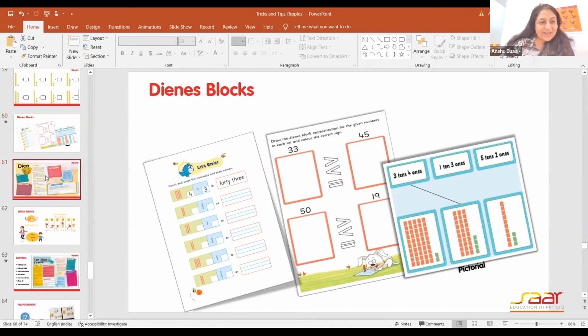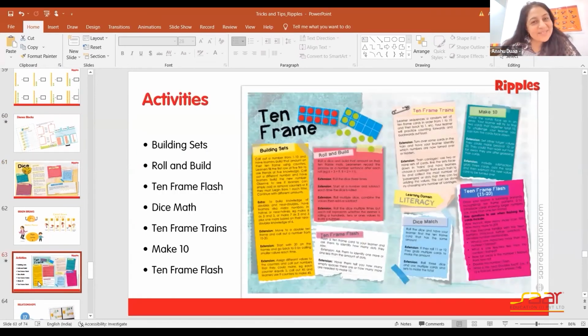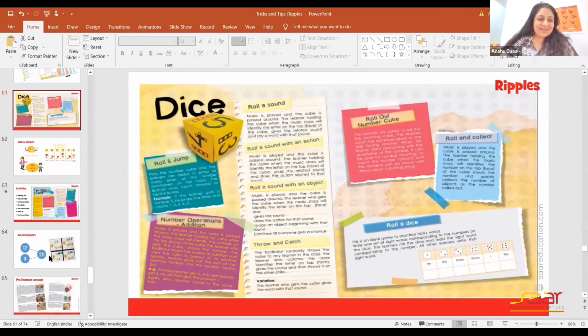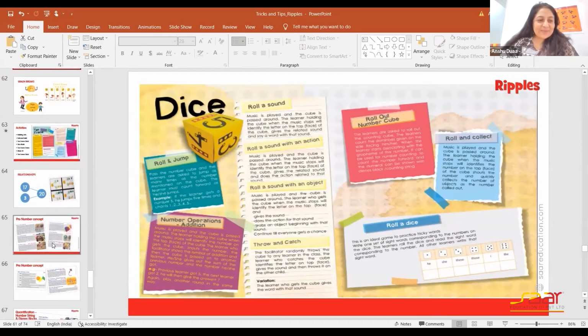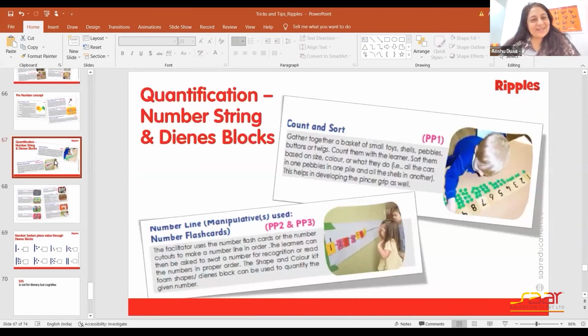What I am sending you is one of these documents. इस डॉक्यूमेंट में आपके पास में बहुत सारे गेम्स लिखे हुए हैं. अगर टेंस फ्रेम है तो उससे आप क्या क्या कर सकते हो. अगर आपके पास में डाइस है तो उससे आप क्या खेल सकते हो. ठीक है, आपके पास में अगर काउंटिंग स्ट्रिंग है तो उससे आप क्या क्या खेल सकते हो. बीड से आप क्या क्या खेल सकते हो. So all this I'm sending you.